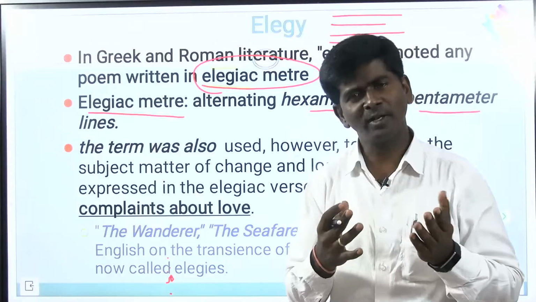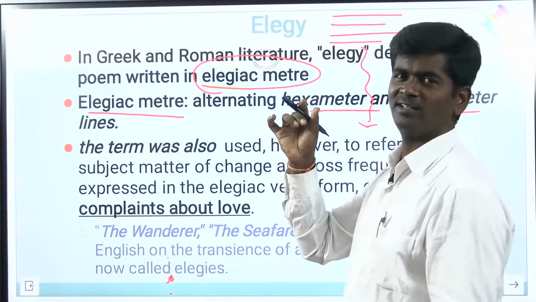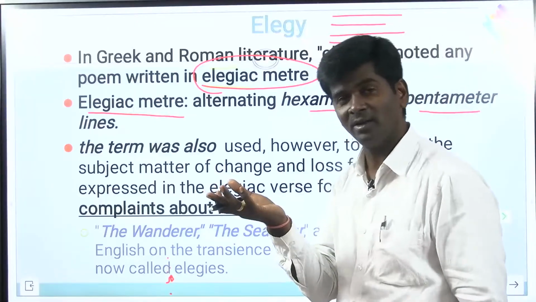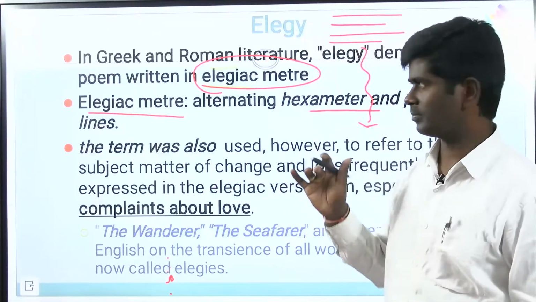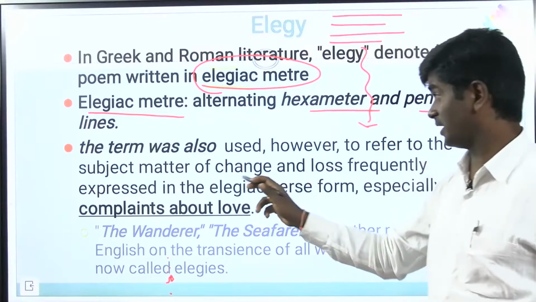And have you got any bits based on this? No. But there was a definition. What is elegiac meter? Alternating hexameter, pentameter. That's it. Next, the term was also used to refer to subject matter of change and loss.